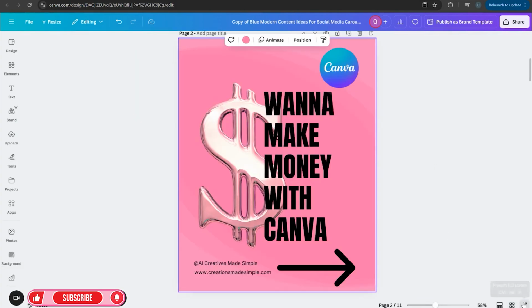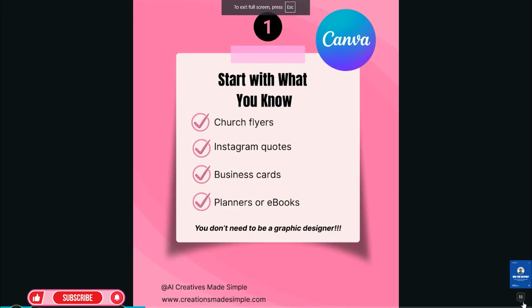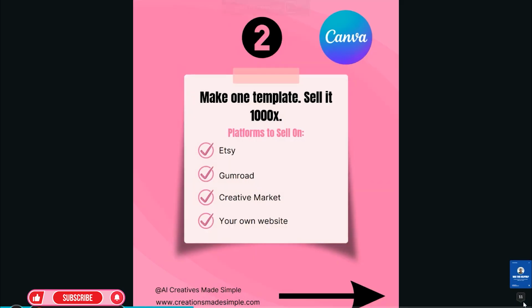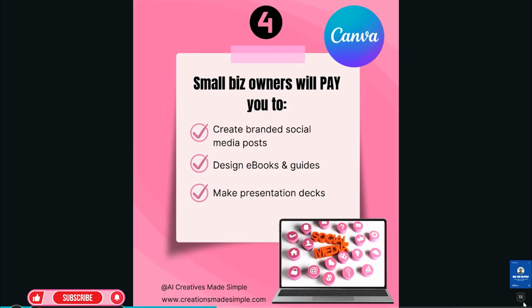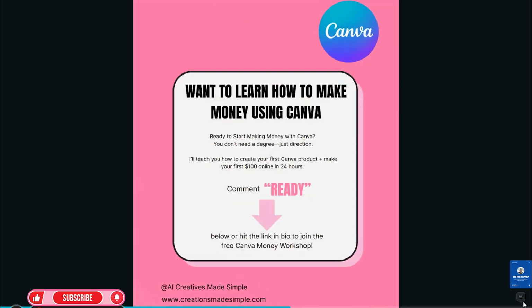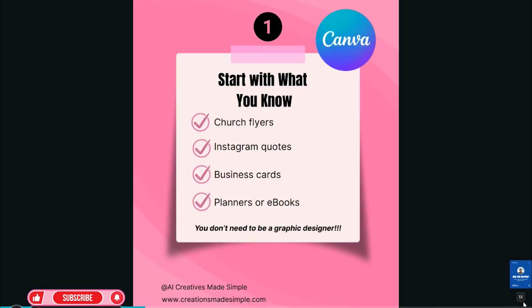All right, let's do this again. Want to make money with Canva? Start with what you know. Make one template, sell it 1,000 times. Here are the platforms, and then here are small business owners will pay you. And then this the last one. Want to learn how to make money? And this is simply how you do your carousel posts.